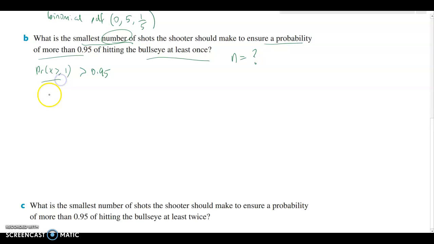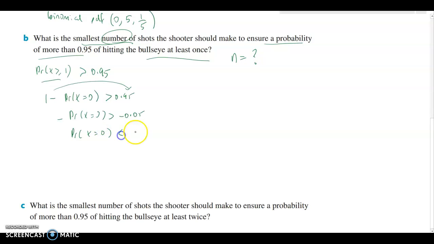So going back to our question here, remember that could be written as 1 minus probability x equals 0 is greater than 0.95. And we could just take the 1 across the other side, make that minus probability x equals 0 is greater than negative 0.05. We divide both sides by the negative, so probability x equals 0. Oh wait, that's less than, isn't it? 0.05.